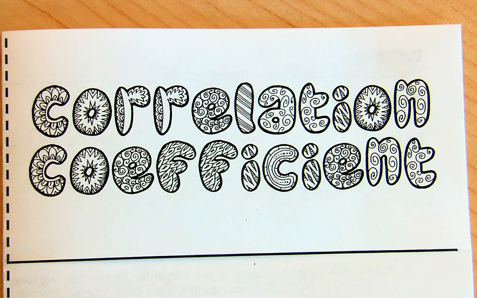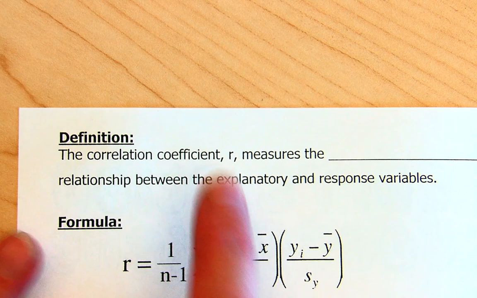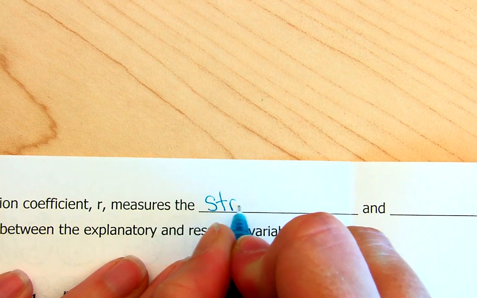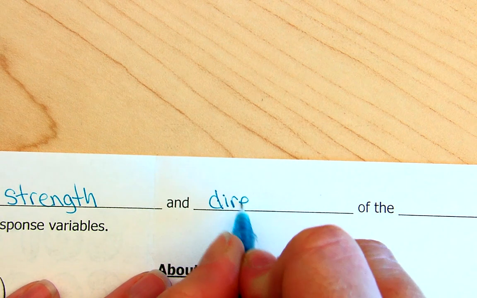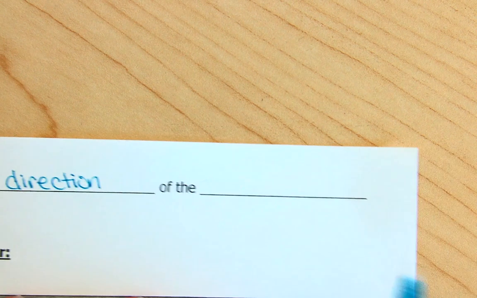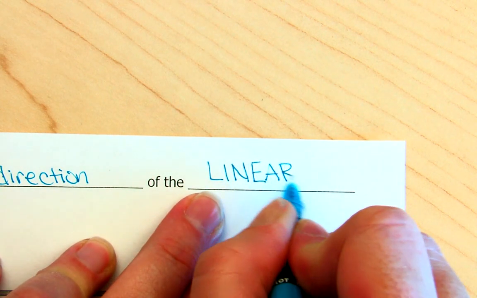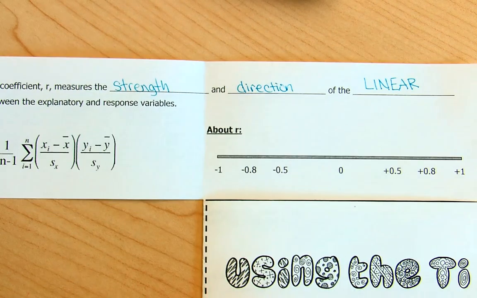It's the correlation coefficient. So this value is signified by the letter R. So the correlation coefficient, we use R to indicate that. It measures the strength and direction of the linear relationship. So that is important that you notice that this only works with linear.